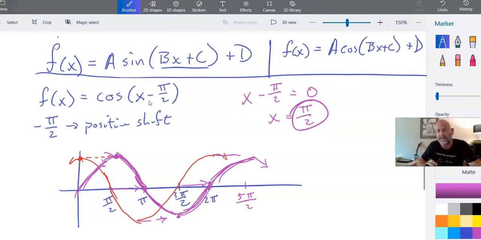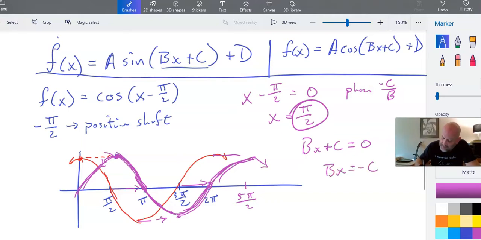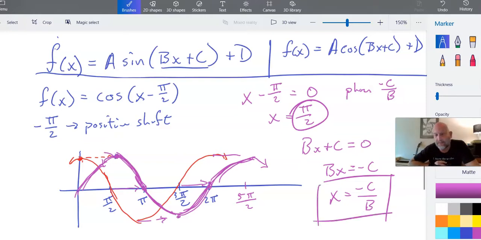And incidentally, remember in the formula I gave you at the beginning, I said the phase shift was C over B, right? Well, the reason for that is if I look at Bx plus C equals 0, actually it's negative C over B. Now that I'm looking at it, if I set it equal to 0 and subtract the C over, I get Bx equals negative C, and dividing by B gives me x is equal to negative C over B. Right? So that ends up being your phase shift.